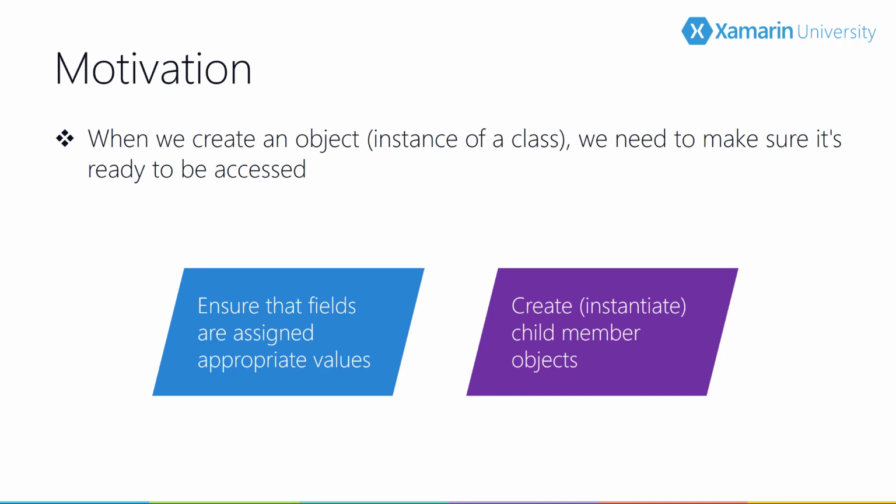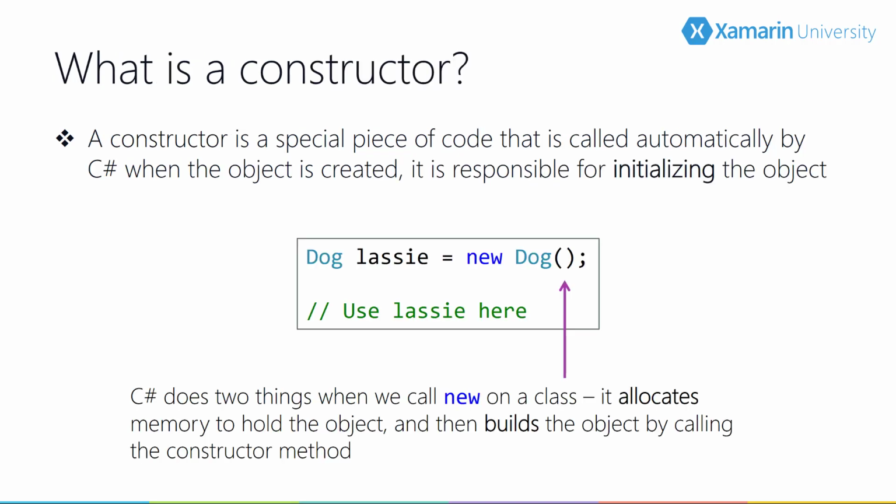So we want to make sure things like all of our fields have appropriate values assigned to them. We want to make sure that if we have child objects, that they all have been instantiated. We want to make sure the class is ready to be used by the caller. And that is literally the job of the constructor. The constructor's job is to make sure the instance is fully ready for the caller to use.